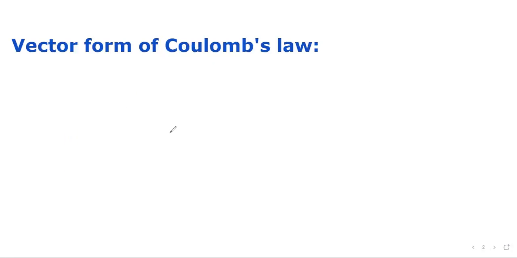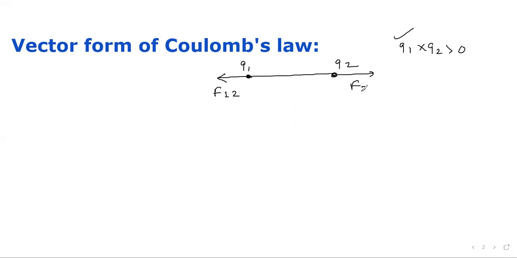Now, vector form of Coulomb's law. If charges are of like nature, suppose Q1 and Q2 both are positive, that is Q1 into Q2 is greater than 0. If both are negative, still this condition will hold. So there will be repulsion, and repulsion will be written like this. So this will be F12 and this will be F21.